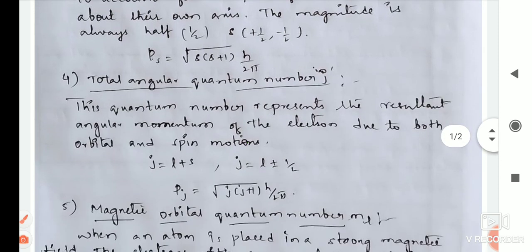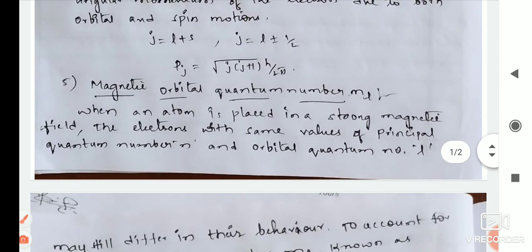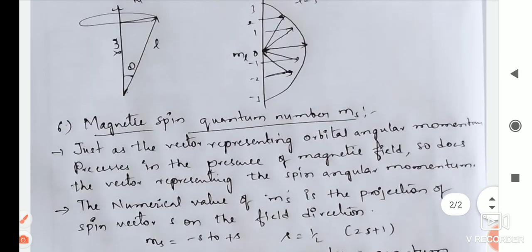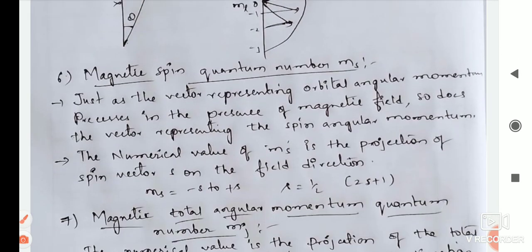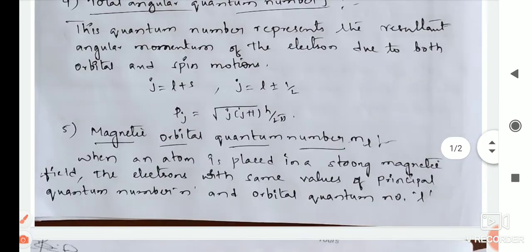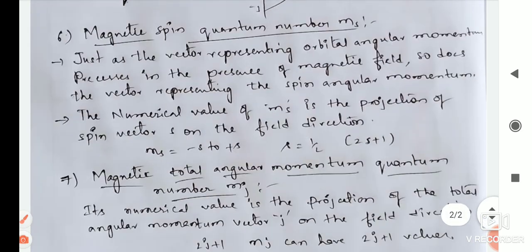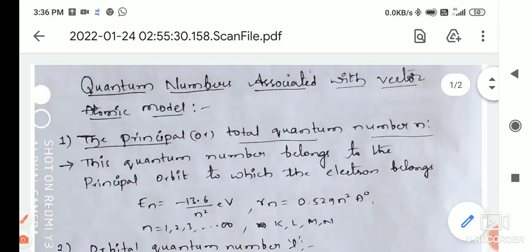The total angular momentum gives the sum of the spin and orbital angular quantum numbers, and the magnetic orbital quantum number arises when we place an atom in a magnetic field. Similarly, the magnetic spin quantum number is also due to the magnetic field. The total angular momentum is given by the sum of the orbital quantum number, magnetic orbital quantum number, and magnetic spin quantum number. Like that, we have 7 quantum numbers associated with the vector atomic model, which is very, very important. It was a previously asked question, so don't neglect it.